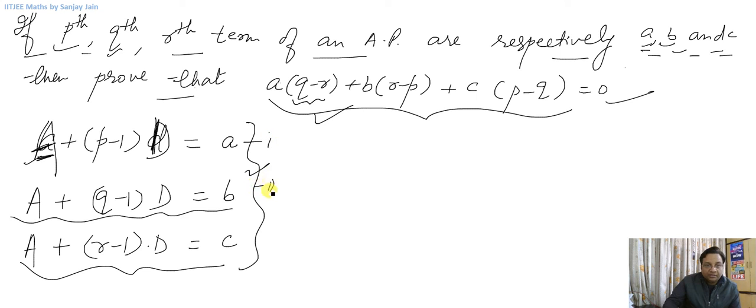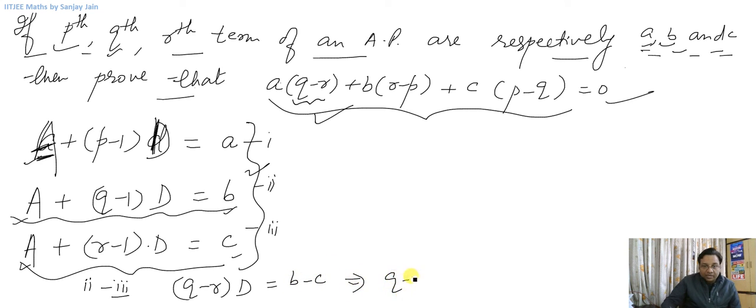let me name these 1, 2, 3. If I do this subtraction, second minus third, A will get cancelled, right? And I'll have q minus r into D on the left hand side, and on the right hand side I'll have b minus c, right? So this will give me q minus r equal to b minus c divided by capital D, right? If some of the students don't understand how I obtained this, you do this subtraction in detail and you will arrive at the same result, that q minus r will be equal to b minus c by this capital D, which is common difference. Now if I have to obtain r minus p, what will I do?